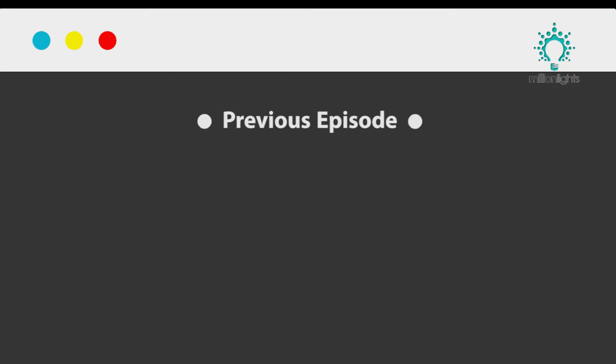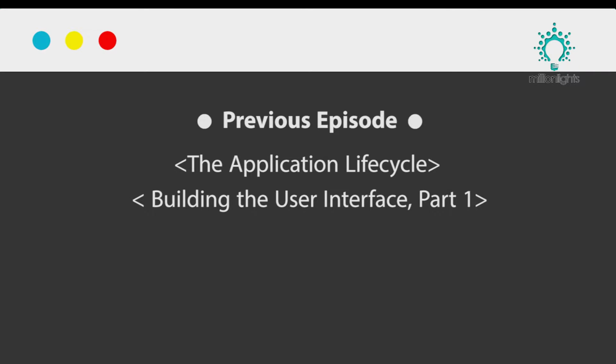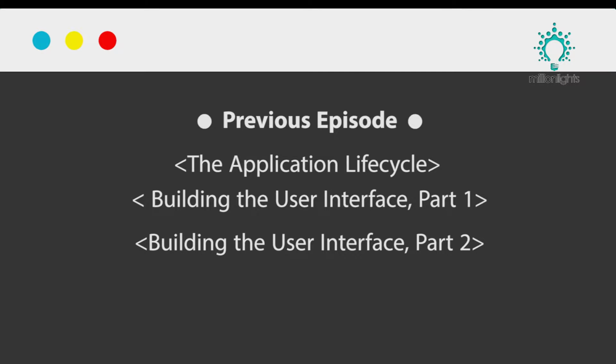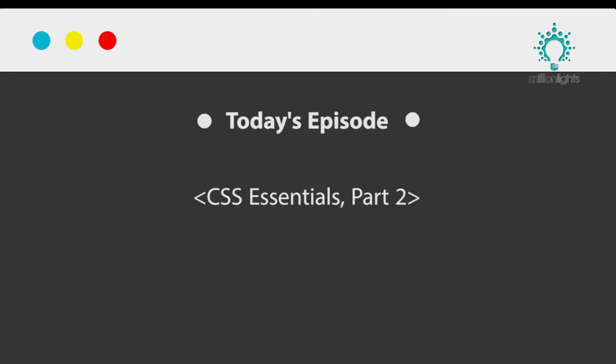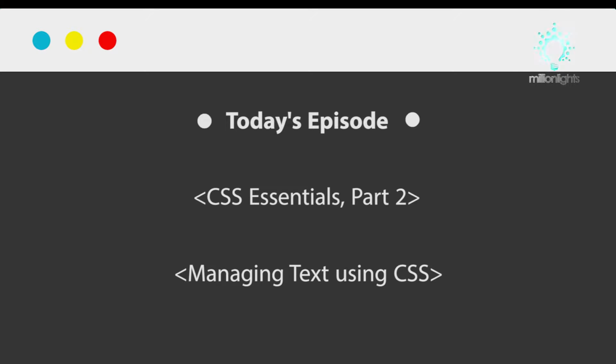In the previous episodes, we covered the application lifecycle, building the user interface part 1 and building the user interface part 2, CSS Essentials part 1, CSS Essentials part 2. In this episode, we will cover the remaining part of module 5, that is CSS Essentials part 2. After that, we will move towards module 6, that is managing text flow by using CSS, in which we will learn to manage the flow of text content by using CSS from the HTML5 App Development Fundamentals exam.